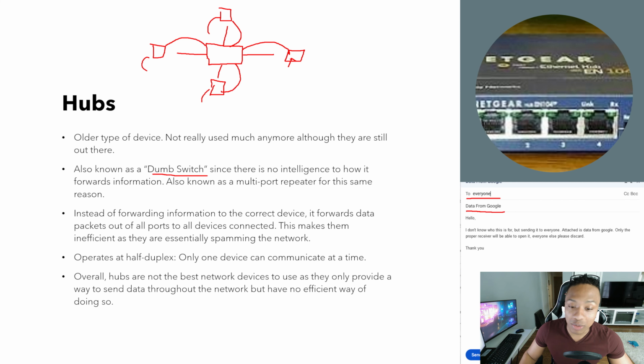and it received data from Google. It's just saying to everybody on the network, hello, I don't know who this is for, but I'm sending this out to everybody. Attached is the data from Google. Only the proper receiver will be able to open it. Everyone else, just please discard the information. Thanks. So that's essentially what hubs do. Imagine if emails work that way. You get emails for everything.